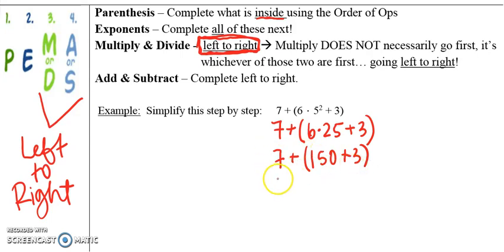Still working on the parentheses. Need to do the addition. So we have 150 plus 3. Now look, we've done everything inside the parentheses, so I don't need the parentheses anymore. Add that 7 to it, and you've got a juicy 160.